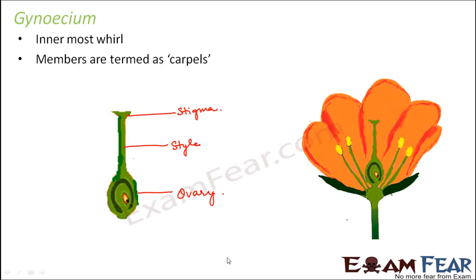Fine, so now we saw the four different whorls which make up a flower. But now we will spend some more time understanding in detail the structure of a stamen and a carpel, because these are the two most important organs when we talk of reproduction. When we talk about reproduction, the most important things are the male and the female gametes. And these male and female gametes are present inside the stamen and the carpel respectively. So we need to very clearly understand these two structures.